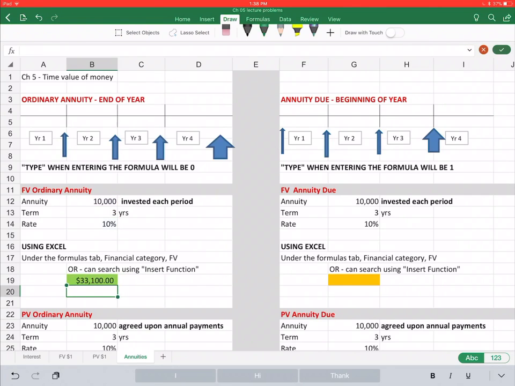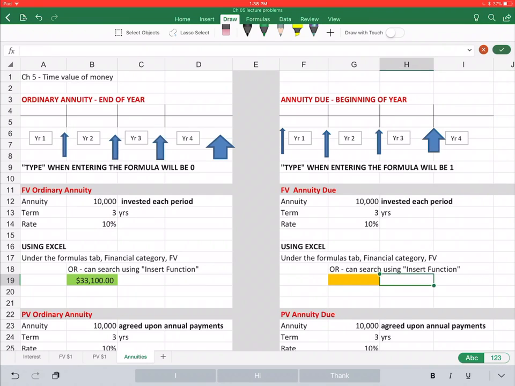If we input all of that information, what we are saying is that if that individual invests $10,000 over the next 3 years, and they invest it at the end of each year, earning an average of 10% annually, that cash would accumulate to $33,100. So that's the future value of those periodic investment payments that this individual would be making.